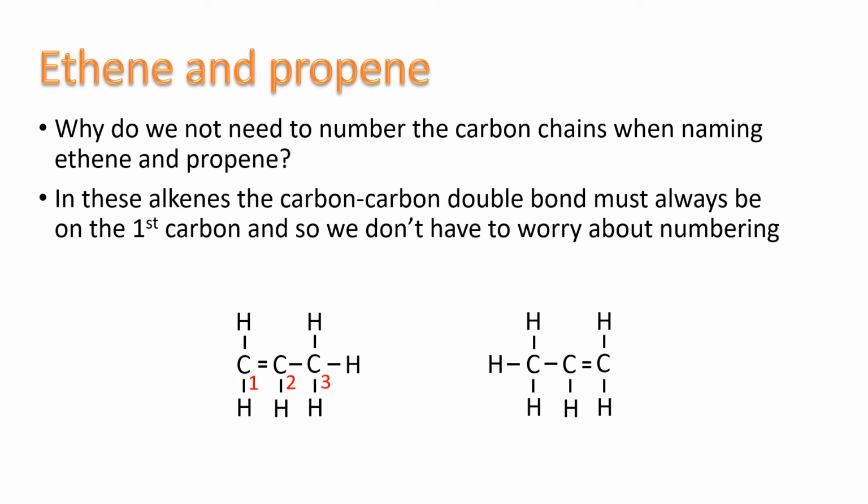Or if we look at the one on the right hand side, remember you always number starting closest to the double bond, we would number it 1, 2, 3, starting at the right hand side. But if you look here, both of these would then be named prop-1-ene. So instead of calling them prop-1-ene, you can just call them propene. And the same applies to ethene. So you never have to worry about numbering ethene or propene.